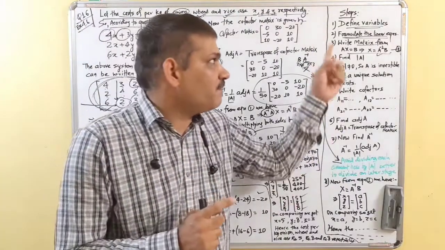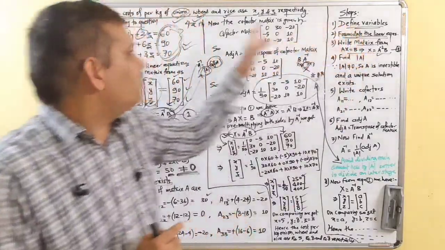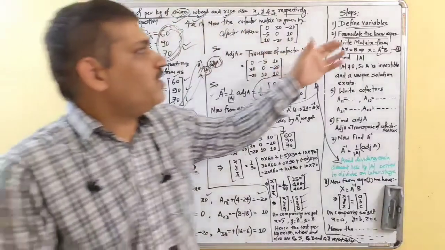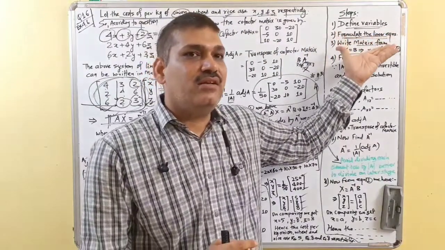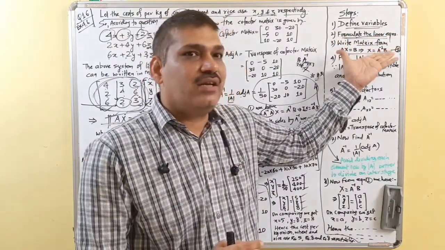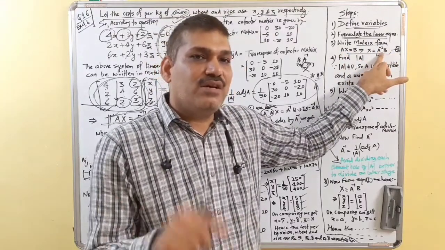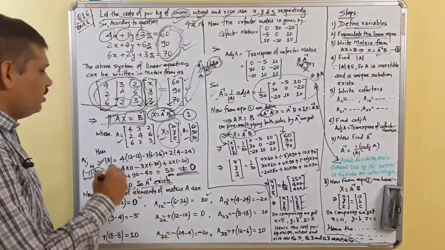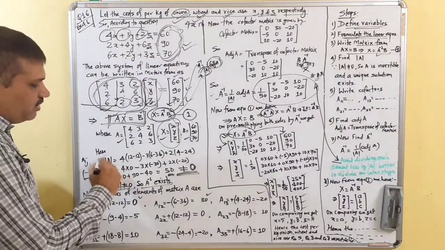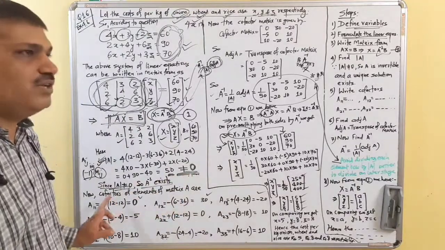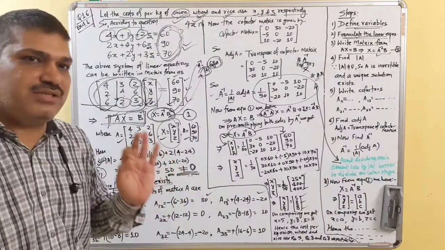Let's have a look again. What we do, we define variables x, y, z, then we formulate the linear equations. After formulating the linear equations, we write it in matrix form. After writing it in matrix form, we are to find A inverse. For that, first of all, we must find the value of determinant A. Determinant A should not be 0. Since determinant A is not equal to 0, A inverse exists and a unique solution exists.